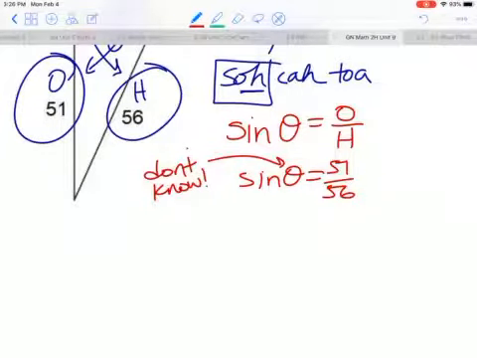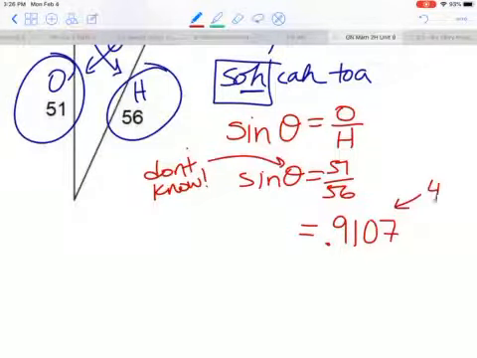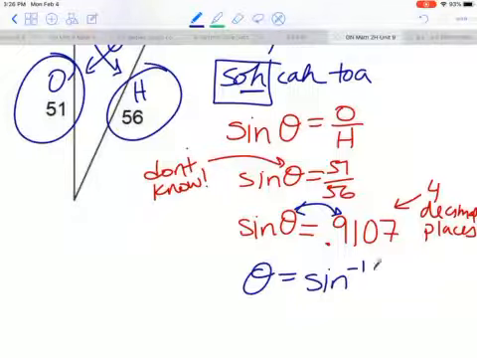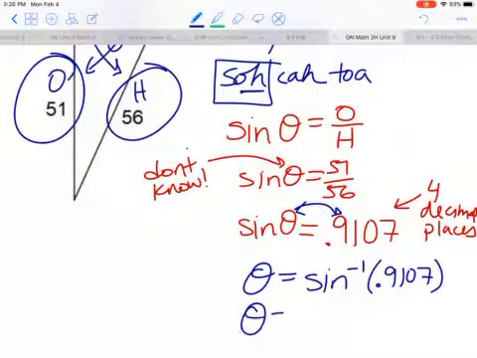So instead, go ahead and get the fraction, make that a decimal. It should be less than 1 most of the time. We're just going to keep 4 decimal places. And then our next step is to take the angle and switch spots. So we get angle by itself, and then use the -1. And that's in your calculator.